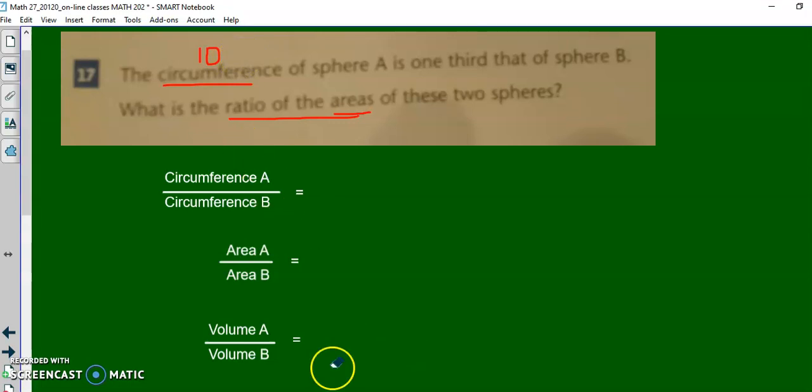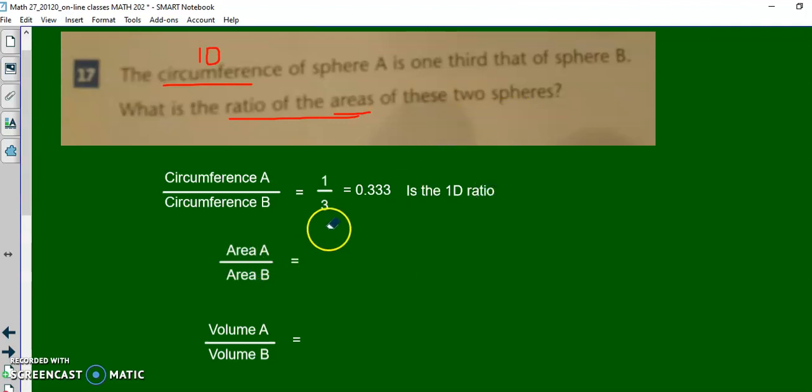So if I know the circumference of A divided by the circumference of B, since they're both 1D measurements, that will give me the 1D ratio. So the 1D ratio is just 1/3. It's 1/3 of B. Now this is the 1D ratio, which is 0.333 if I divide. And that's it. It's the 1D ratio. Now how do I get the 2D ratio from this?